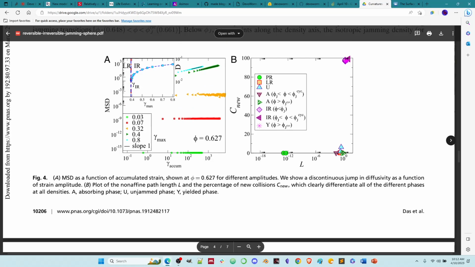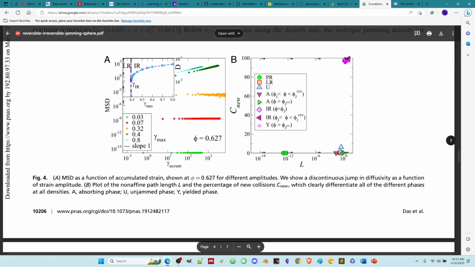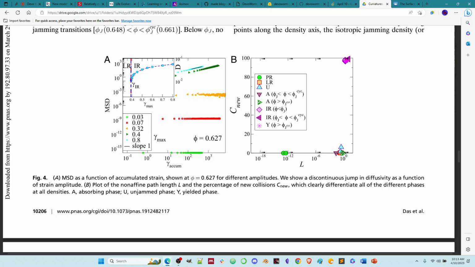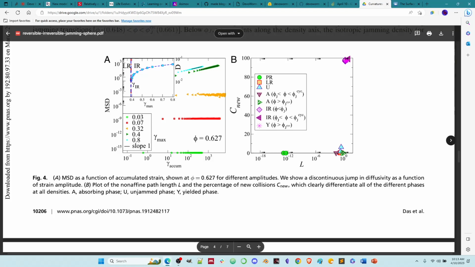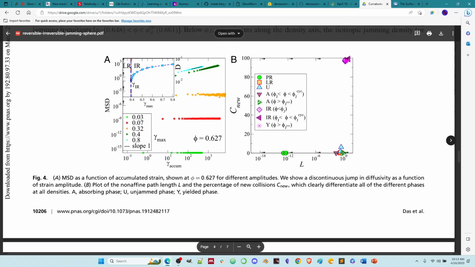This is B here, plot of the non-affine path length L and the percentage of new collisions C nu. So this is C nu, this is L, which clearly differentiate all the different phases and all densities. And so you have these different phases: absorbing phase, unjammed phase, and yielded phase. The phases are actually colored in. This is A down here. The star is yielded, I think the star is up here. And unjammed is this blue triangle, which are down here. So absorbing and unjammed are down here. Yielded is up here.